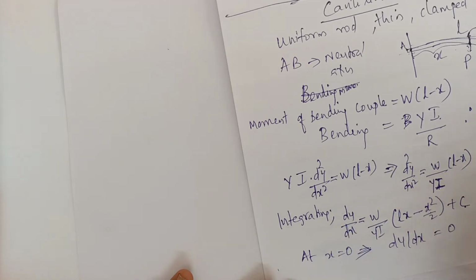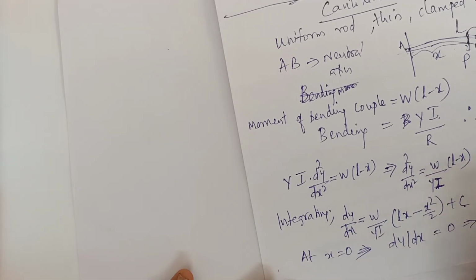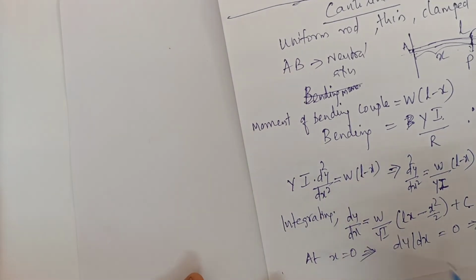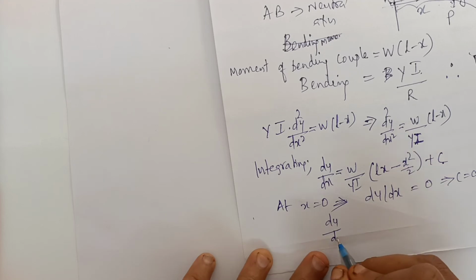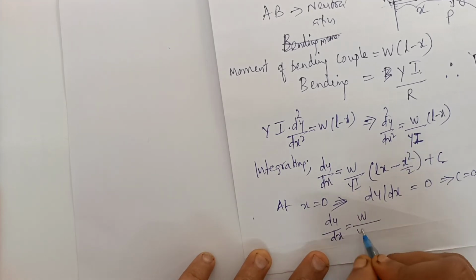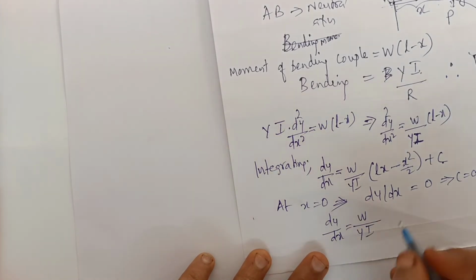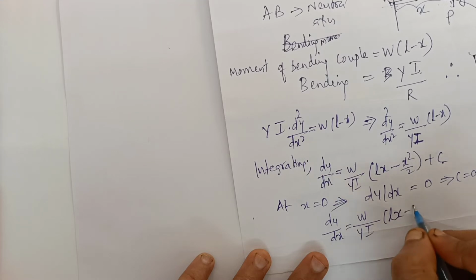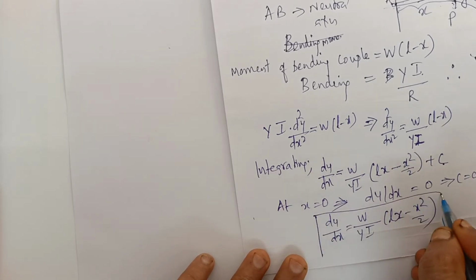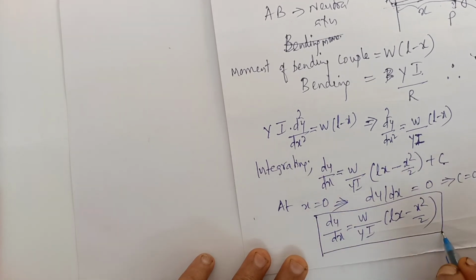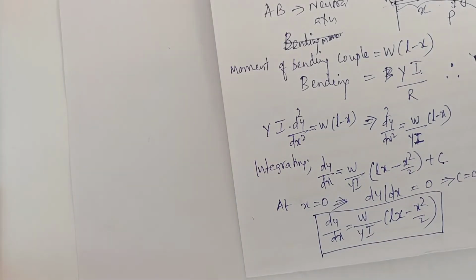So what is c? It will become 0. Therefore, dy by dx is equal to w divided by yi Lx minus x square by 2. Why? Because c, the constant, has become 0. Okay. Now let us apply this condition.